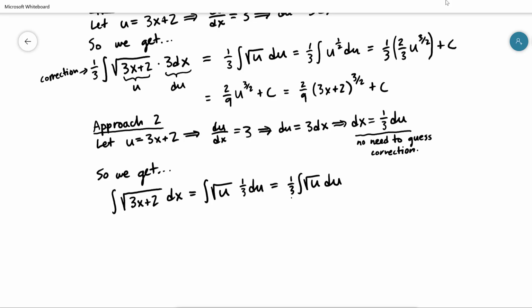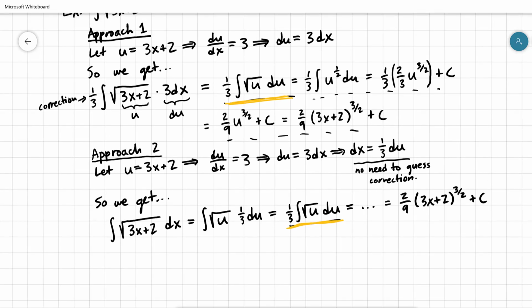And now I have at this line the exact same thing that I had at this line right here. So let's do it in yellow. That line matches that line. The remaining steps would be identical, so I'm not going to repeat all of those. We get the same answer: 2/9 (3x plus 2) to the 3/2 plus C, following these remaining steps.